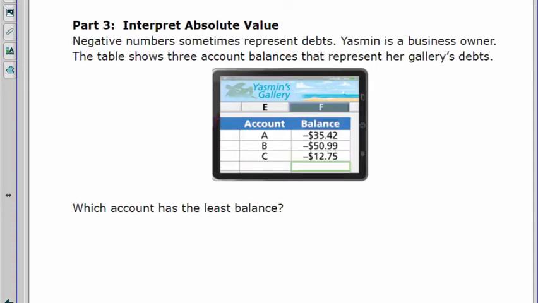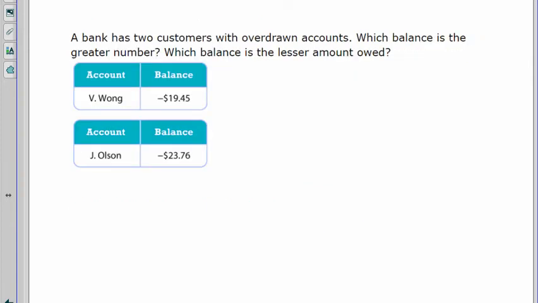All right, so now we're going to start thinking about what negative numbers mean versus absolute value. So we have the account balances for account A, B, and C. And we want to know which account has the least balance. So in this case, if you owe $50, that's worse than if you owe 35. So the least balance is -$50.99. That's the least balance. And since they asked for the account, that is account B.